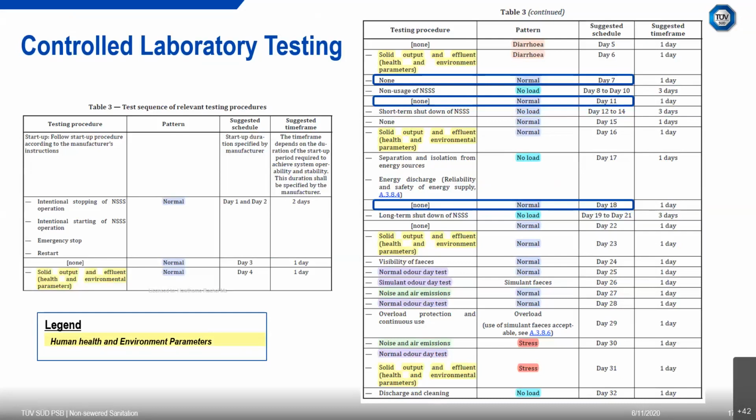Under the controlled laboratory testing, the environmental requirements for effluent shall be met, achieving all the thresholds in at least 4 out of 5 test events, with no more than 20% variance from the threshold for any failed parameter. Results shall not be averaged.